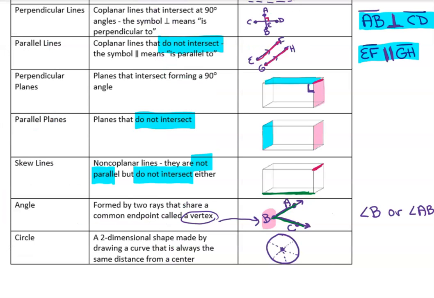Okay, and here's a circle. A circle is defined as a two-dimensional shape made by drawing a curve that is always the same distance from the center. So if you have this chord that comes from the center and it goes out to where the circle is, everywhere you go, that's got to be the same distance.